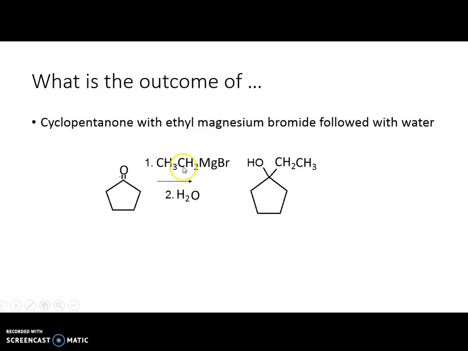Notice you have to put the carbon with only 2 hydrogens attached to this carbon because that's where the negative charge was. It wouldn't make sense to flip this around or put it in the middle of the chain. It must be to this carbon.